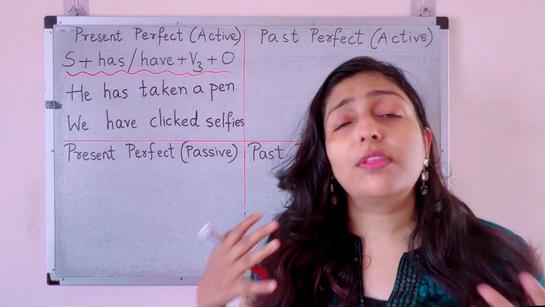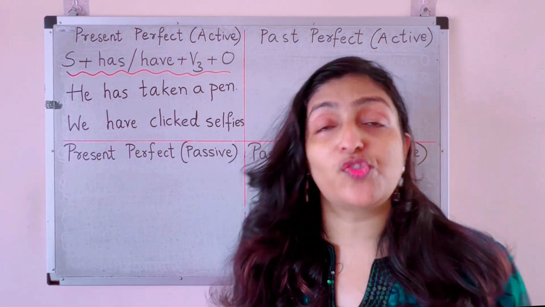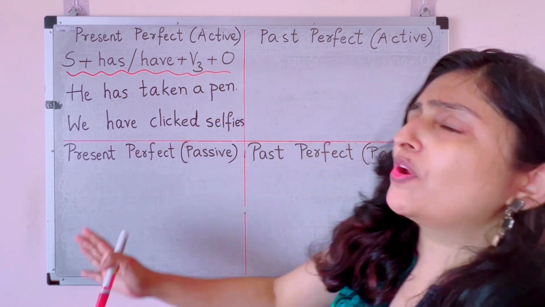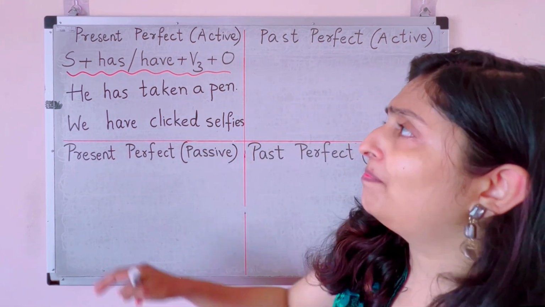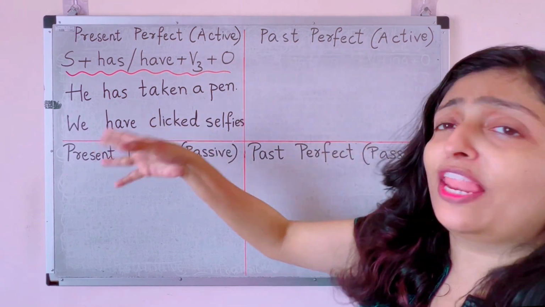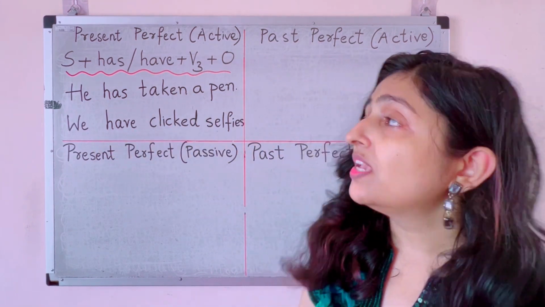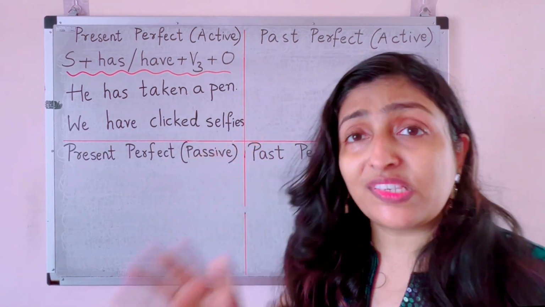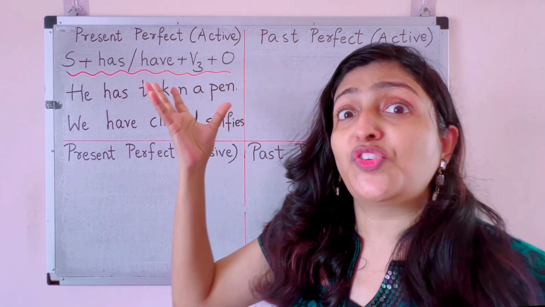Moving on to the third tense construction, and that is present perfect active and passive, past perfect active and passive. So first is present perfect tense in active voice.